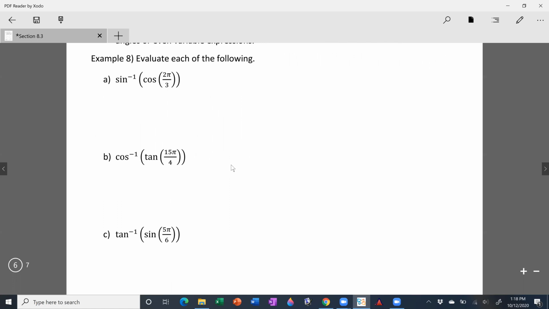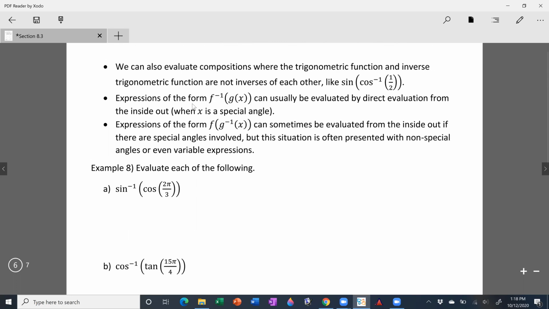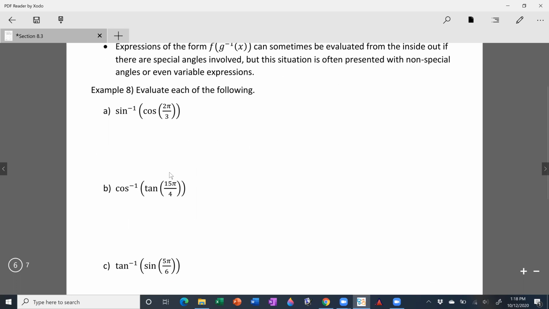So evaluate each of the following. I'm noticing that the first few have the inverse part on the outside, and the inside parts look like they might be nice special angles, so let's just do direct evaluation from the inside out. For this one, I would write sine inverse of, and then we just got to do cosine of 2 pi over 3. Got to think about that on the unit circle. That's the second quadrant with a pi over 3 reference angle. So cosine comes out 1/2, and in the second quadrant, cosine is positive.